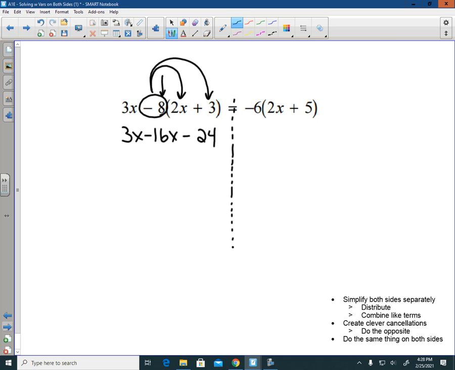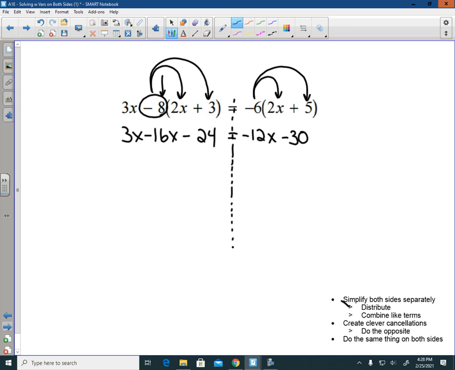Now let's do the right. We have to distribute, right? Because there's parentheses. We have a -6 times 2x for -12x. We have a -6 times +5 for -30. All right? There, we've gotten rid of the distribution, so we're done with this part. And now we're going to combine like terms.